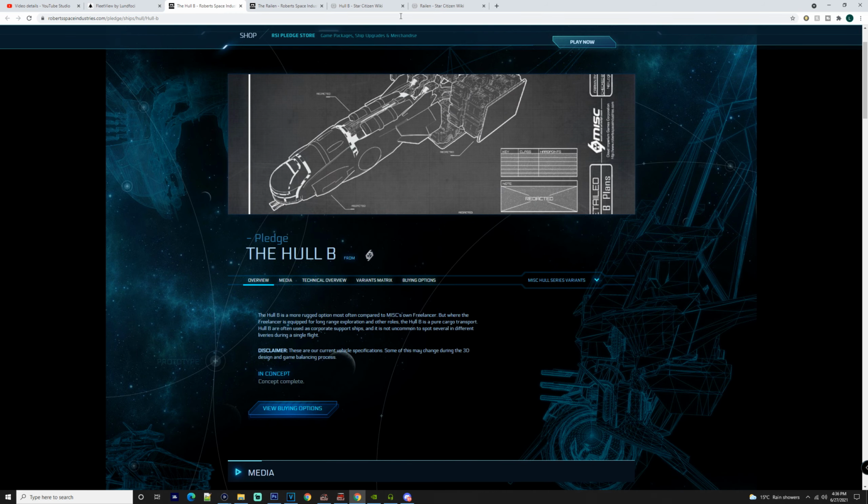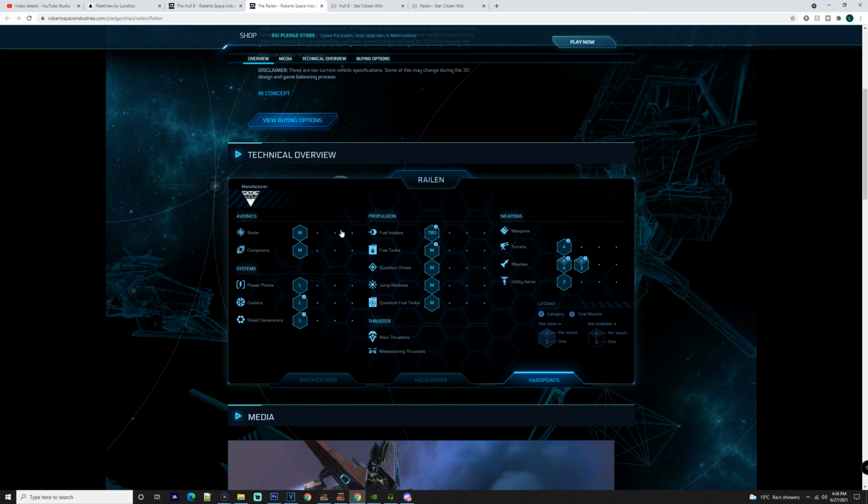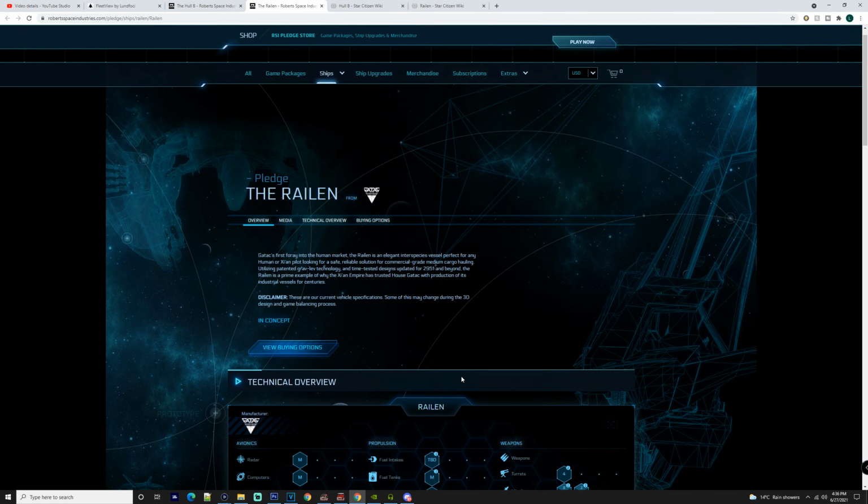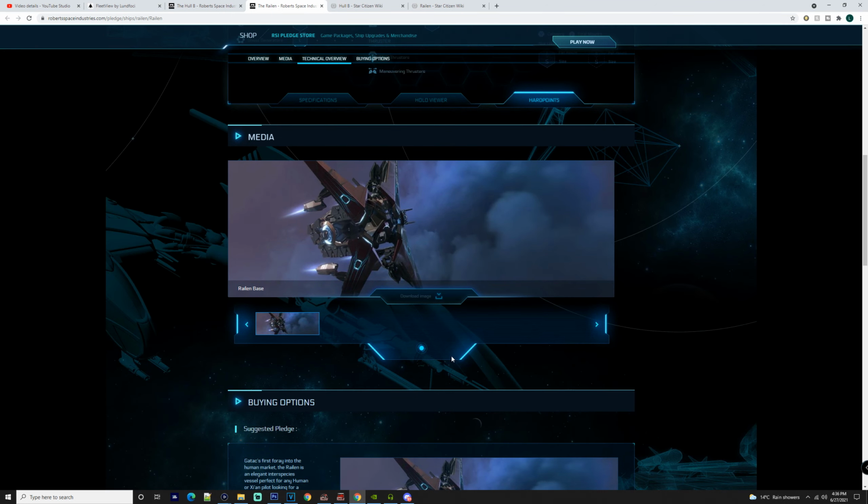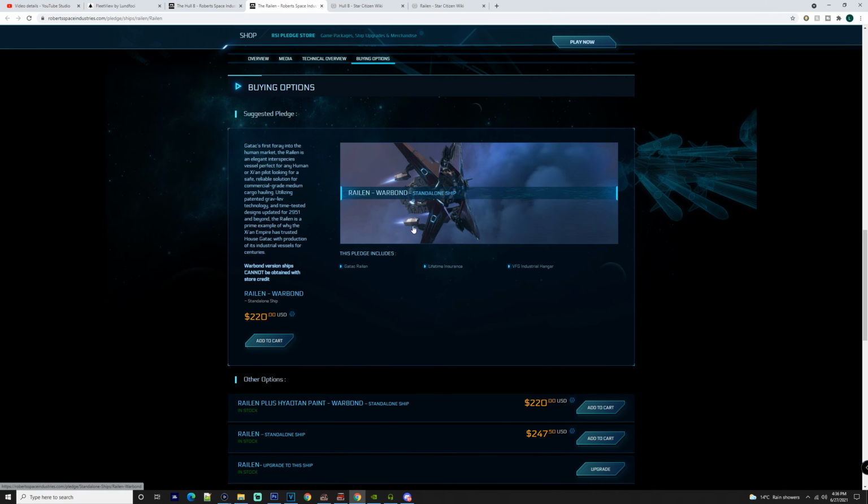So before we start making assumptions, we know that the Railen is armed quite well. So you got 8 size 4 missiles per mount, 2 mounts, and then you got 2 size 3s, so you got 2 mounts, so you got 4 size 3s, and then you got 2 size 4 turrets, and then you got a tractor beam as well. So this can also land planet side. It's an alien ship, as we know. It's a fairly decent ship. You can buy it at the moment.